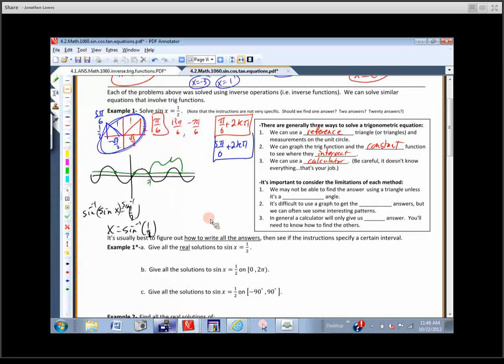Okay, now here's what you've got to keep in mind. When you solve this on a calculator, it will only give you one answer between negative 90 and 90, because that's the range for sine inverse. So it's telling us that the answer is 30 degrees or pi/6. It gives us this one right here.